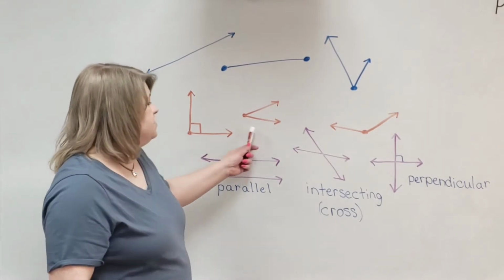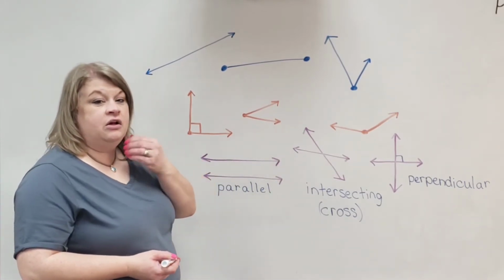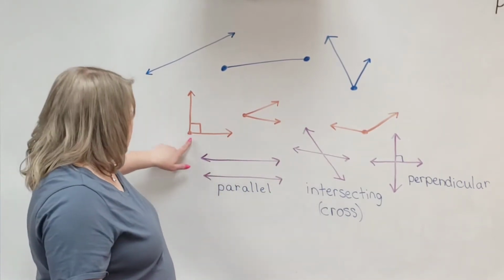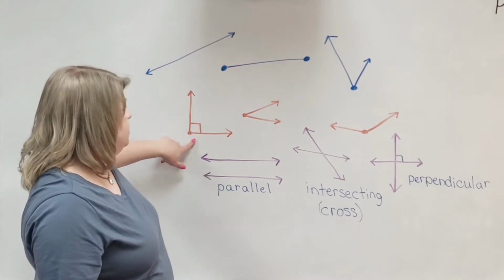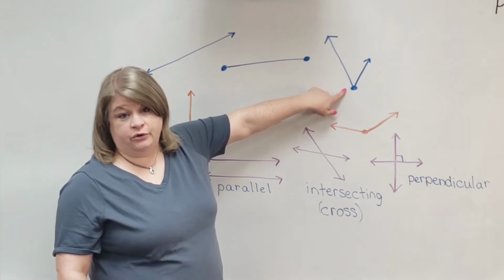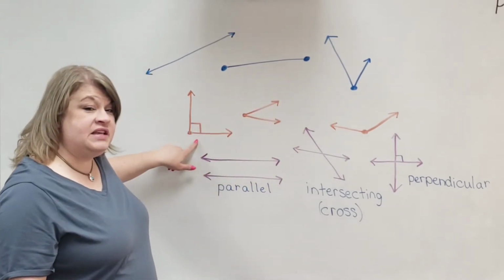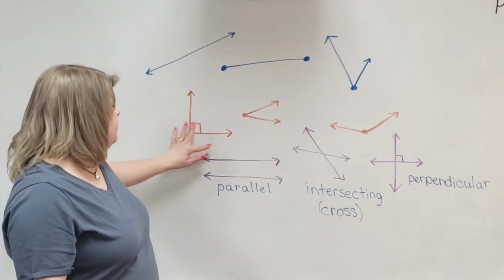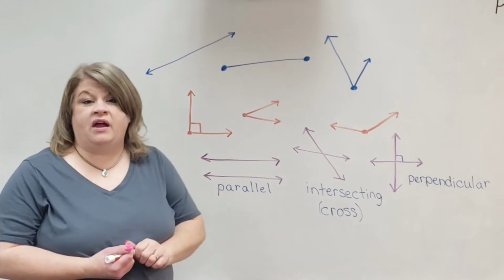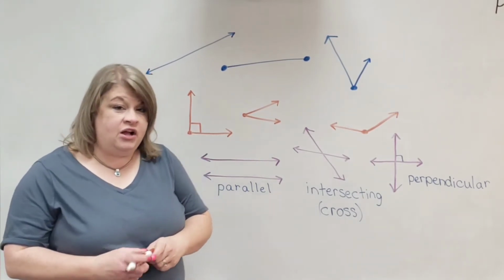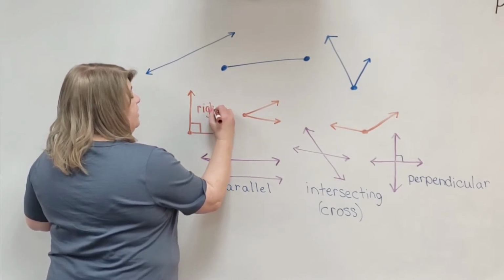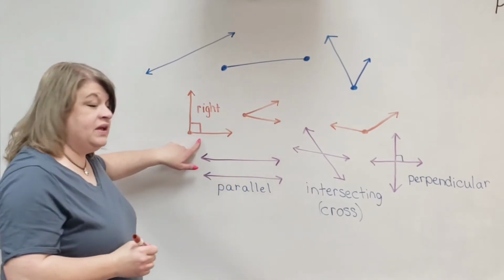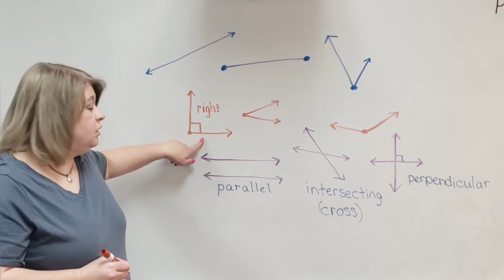Let's go up to these angles. Right here, do you see these three angles? An angle, if you remember, is two rays that come from the same end point. Here's the end point. They go this way. It forms a square. Do you remember this type of angle? What do we call that? We call that a right angle because we can make a square in the corner.